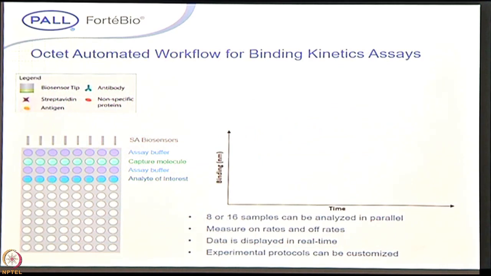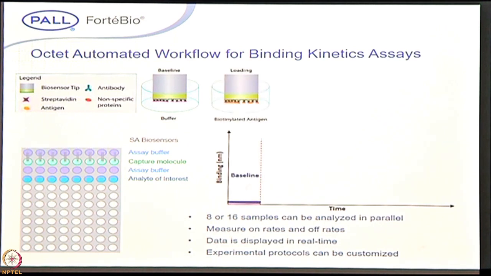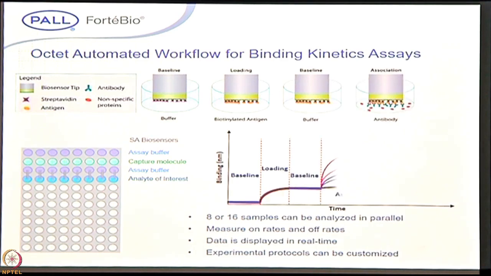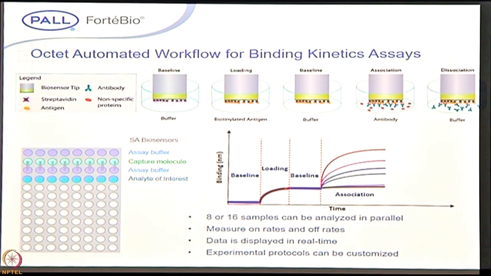So how exactly do the kinetics workflows work? First, the sensor dips into the well containing buffer, and you get a baseline. Next, it dips into the well with the loading, and then goes back to the well containing buffer, where the unbound material gets washed off. Then the corresponding analyte binds, you can see the signal, and it goes back for dissociation. So it's very simple; the robotic arm just moves back and forth.